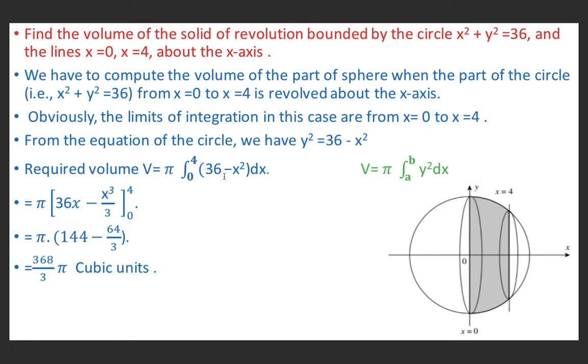So integration of this: 36 into x, integration of x square, x cube upon 3. Limits are from 0 to 4. Substitute the upper limit: 36 into 4 is 144, 4 cube is 64 upon 3. Minus, this is 0, this is also 0. I have not written the 0 part. So if you simplify it, it is nothing but 368 upon 3 pi cubic units.